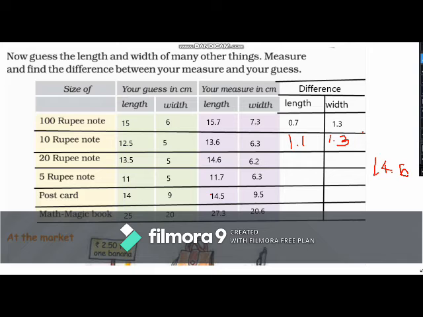14.6 minus 13.5. So 6 minus 5, 1. 4 minus 3, 1. 1 minus 1, 0, and here the decimal point. So 1.1 centimeter is the difference between our measure and guess of the 20 rupee note.